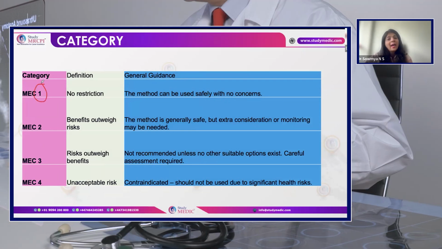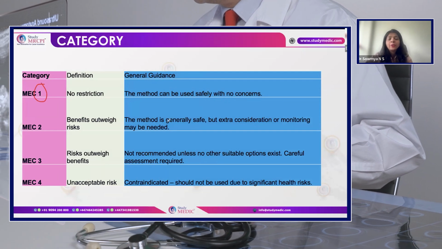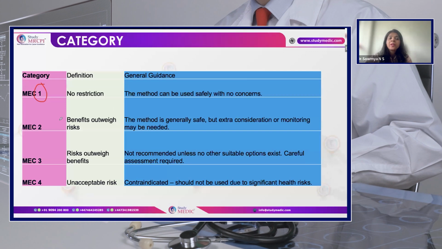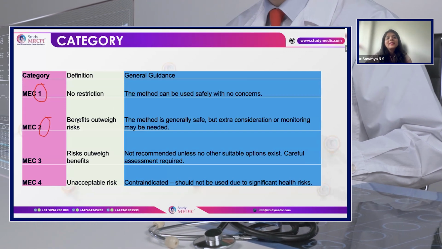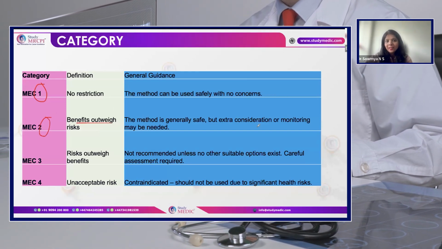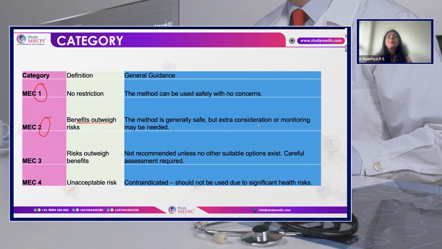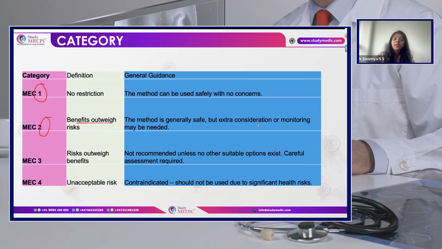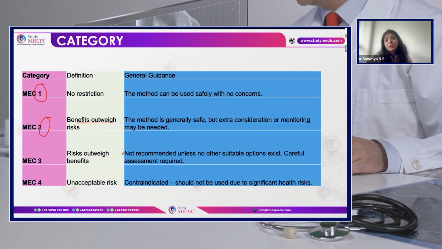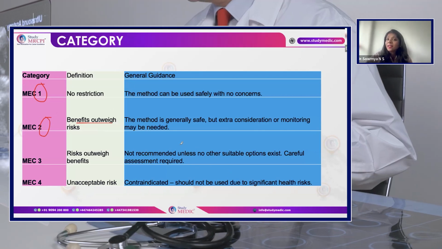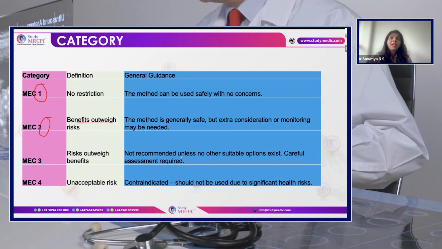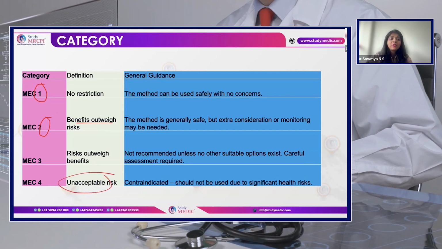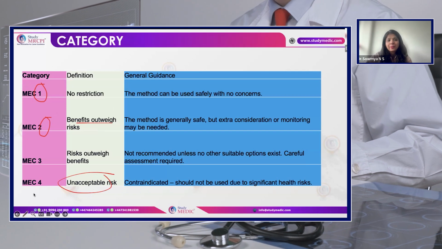UKMEC category 1, absolutely no restriction. This can be used safely without any risk for the patient. Category 2 is always about benefits outweighing the risk. So it is definitely safe. There is some amount of risk, but benefits outweigh the risk. When you come to UKMEC 3, the risk always outweighs the benefits. So it is not recommended unless there are no other options, only then go for it. And 4, it causes a huge risk to the patient, so it is unacceptable.